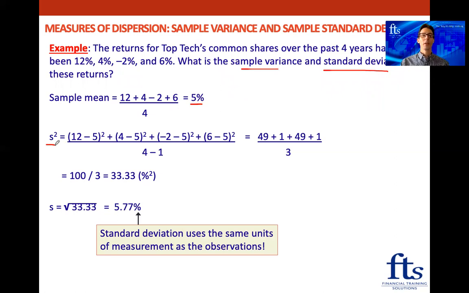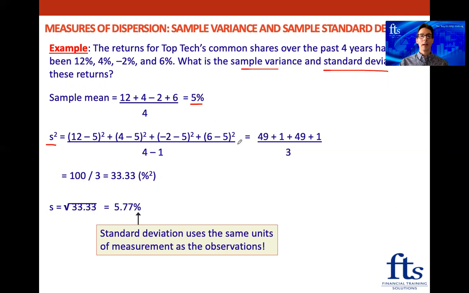So S squared now, that is the variance. For the variance, we've got to take each and every observation's deviation from the mean squared. So we take 12 minus 5 squared, and then 4 minus 5 squared, and then minus 2 minus 5 squared, and then 6 minus 5 squared. Then we can see these are the deviations in the numerator. 12 minus 5 is 7, 7 squared is 49.